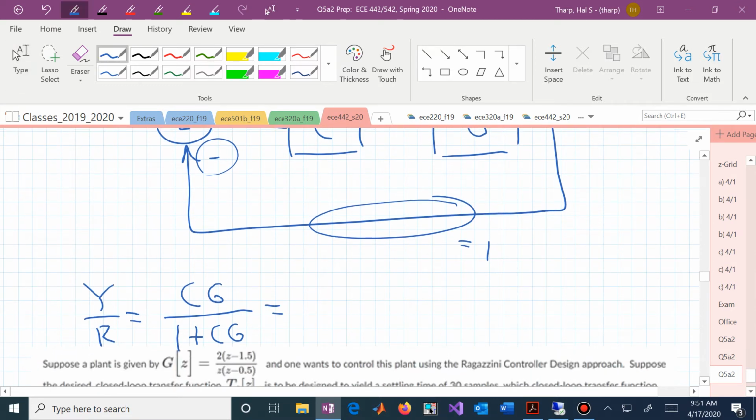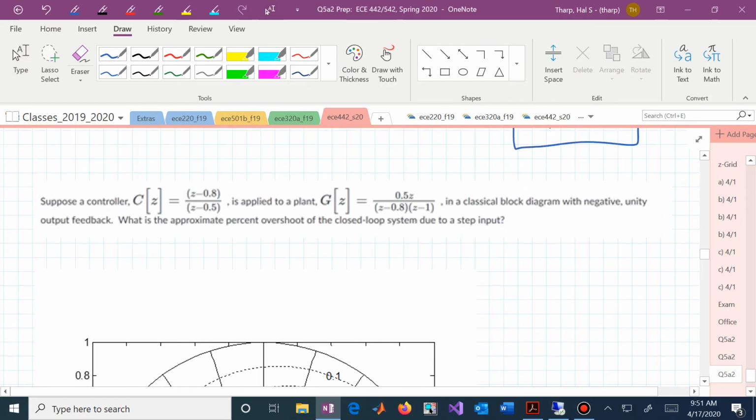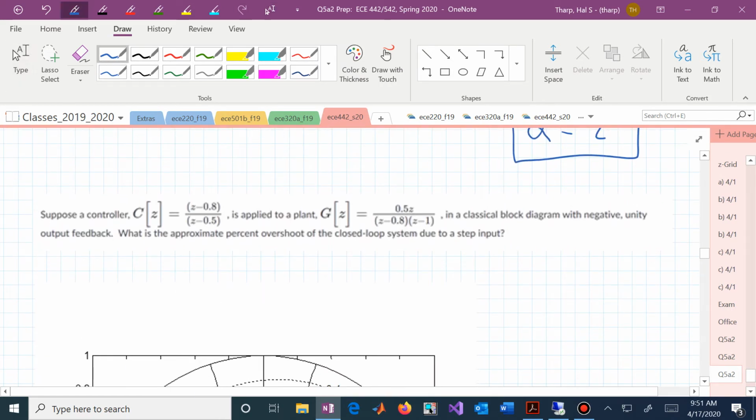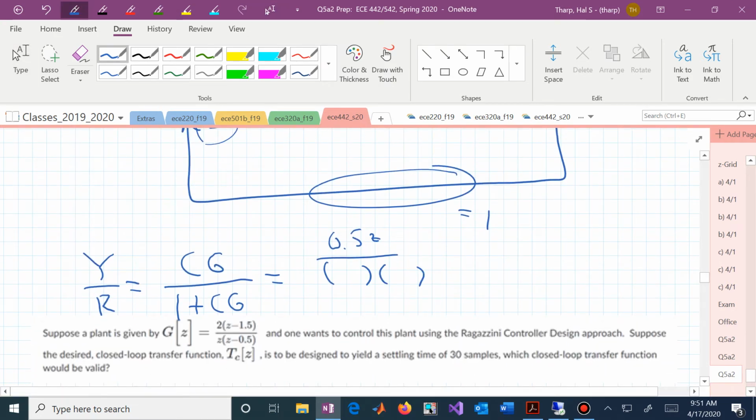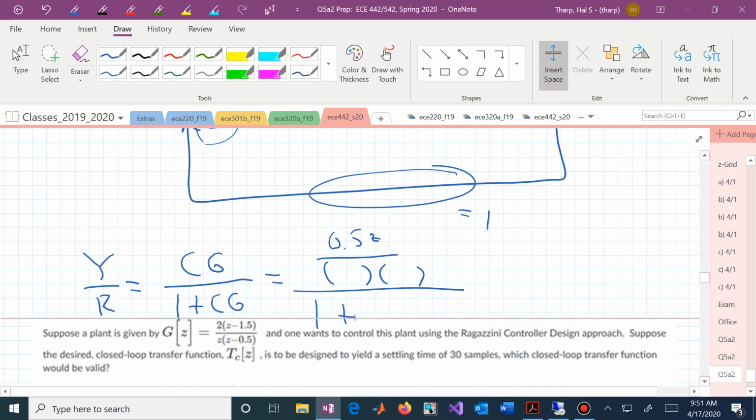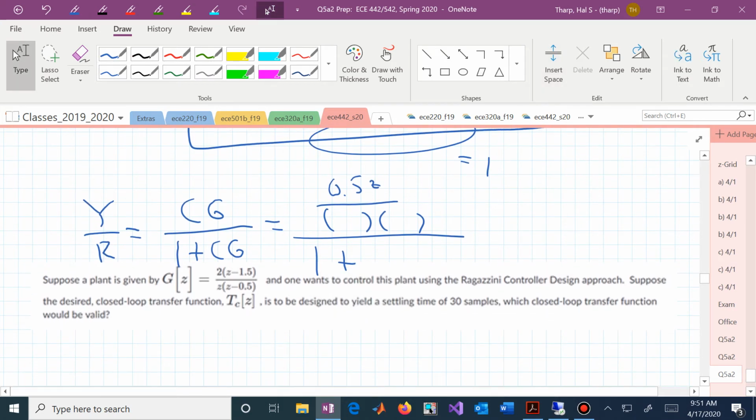And we are given C and G, 0.5z over, what did we have? And you can see that this cancels that in the CG product, and that's okay. That's a cancellation inside the unit circle. We then have in the denominator of this CG product z minus 1/2 times z minus 1. That's there. 1 plus, oh, I apologize. This is starting to frustrate me. I'm sure it's frustrating you more than it is me.